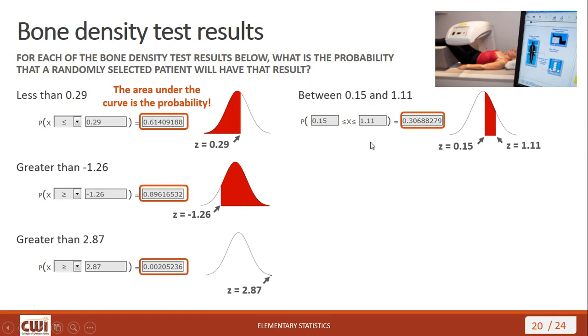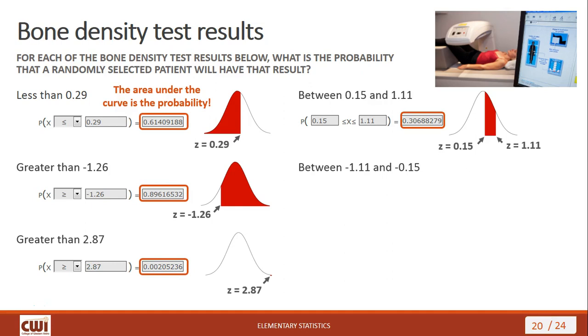And StatCrunch will automatically calculate the area between those z-scores underneath the density curve, which in this case is 0.306, so on and so forth. So if you're asked to calculate between two values, just click Between, and then you can put more than one z-score into your calculation. Let's test it out with another example.